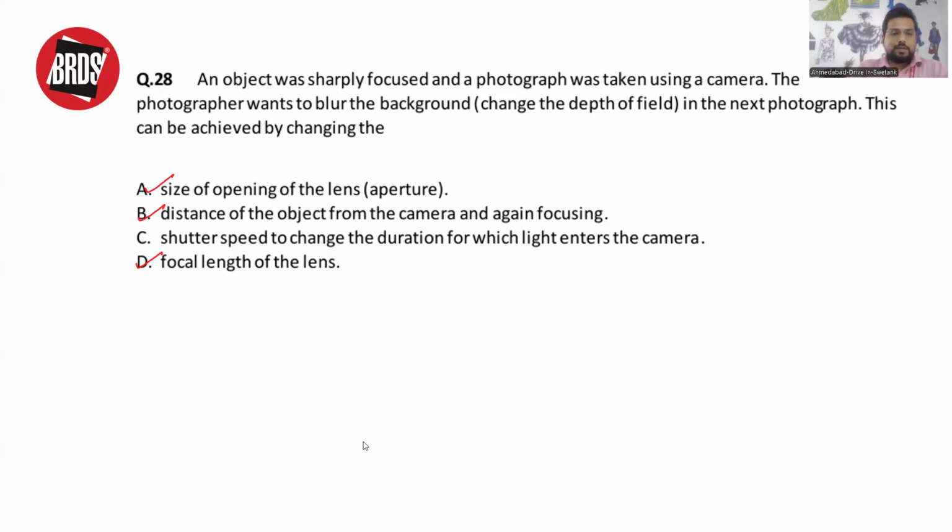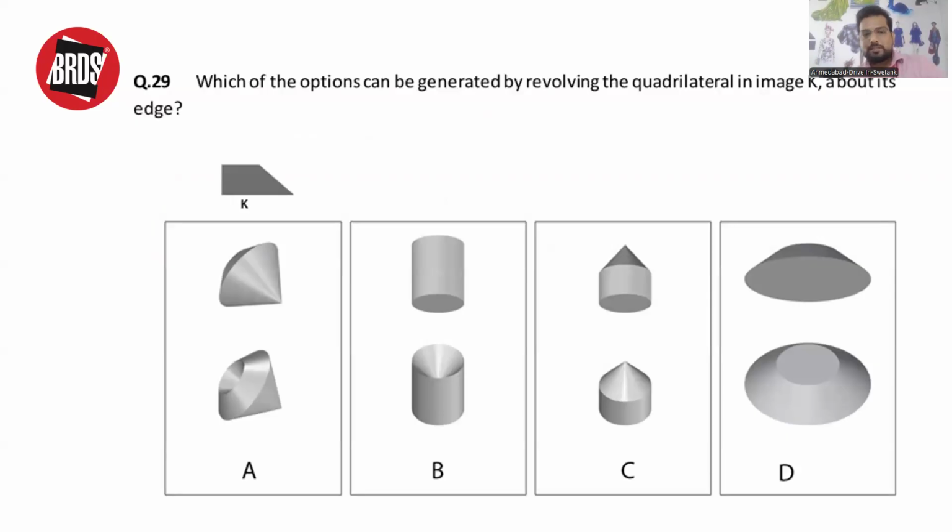They have asked questions on focal length, shutter speed, FPS, and animation running speed a lot of times. This is one of the very important sections from which they ask questions every time. Moving ahead to the next MSQ question: which of the options can be generated by revolving the quadrilateral in image K about its edge? Rather than visualizing them, I would say one by one just rotate about the edges, because there are only four edges, and you will get your figure.